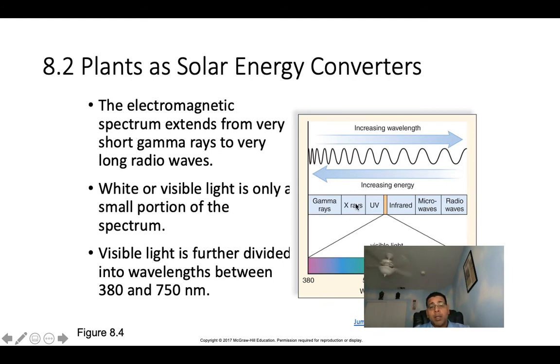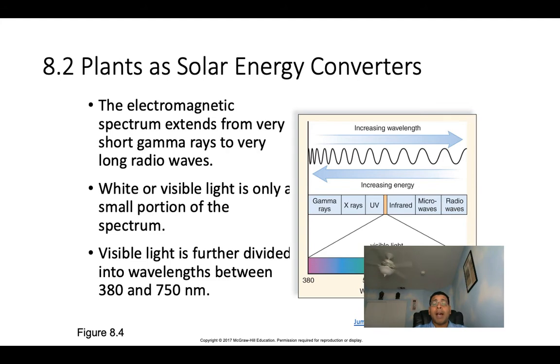X-rays obviously help us to detect fractures and various other problems. UV we need for vitamin D conversion. Too much, bad for us. Too much X-rays, bad for us. Visible light is one part of the spectrum that our eyes respond to. Infrared waves, microwaves, and then radio waves.